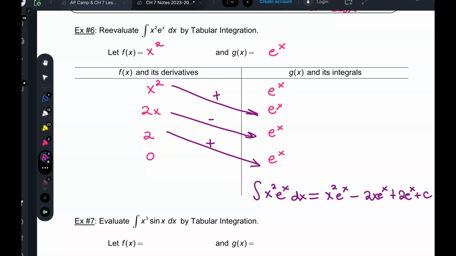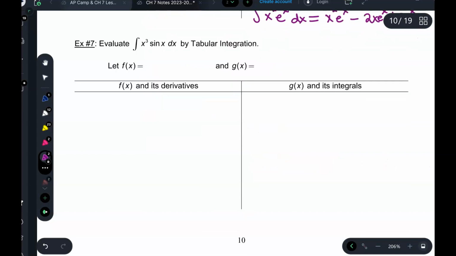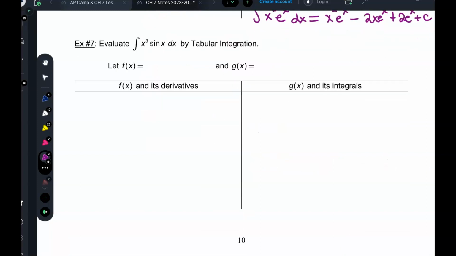How many steps we're going to have will depend on the exponent here, how many derivatives it takes to get to 0. If you look at the next one, I have x cubed, so it takes one more to get to 0. But can you imagine how long this would take the other way? So I have x cubed as my f of x, and sine. The hardest thing here is not messing up the pluses and the minuses. If it's more than 3, it just keeps alternating. Yep, it just keeps going.